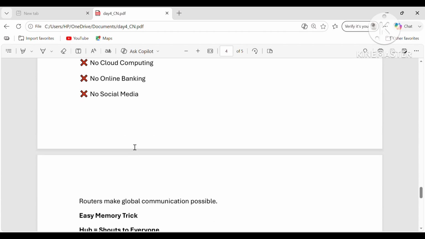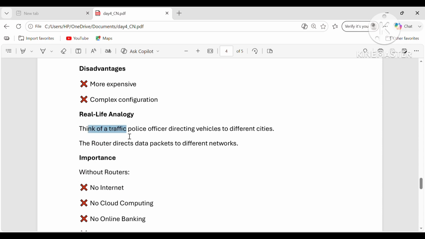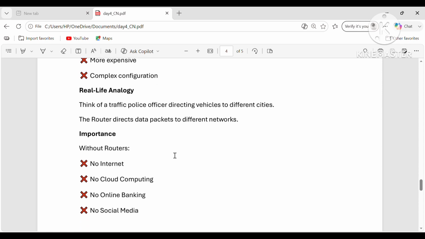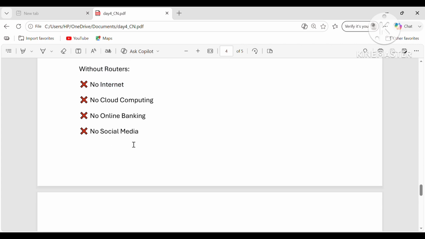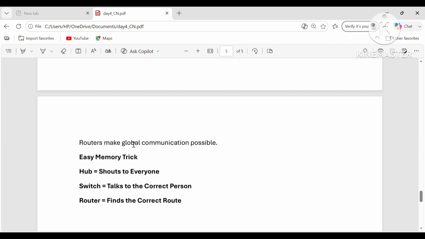Think of a traffic police officer directing vehicles to different cities. The router directs data packets to the different networks. Without routers, no internet, no cloud computing, no online banking, no social media. Routers make global communication possible.